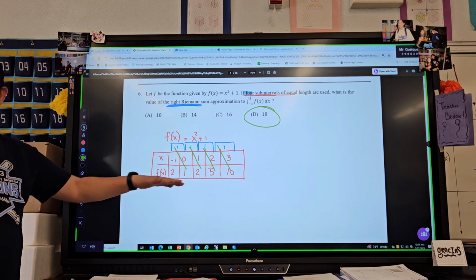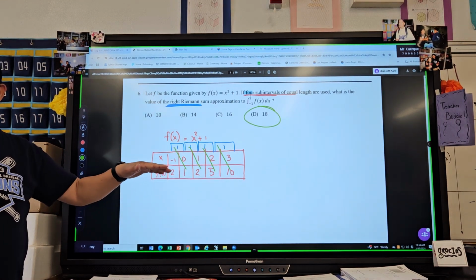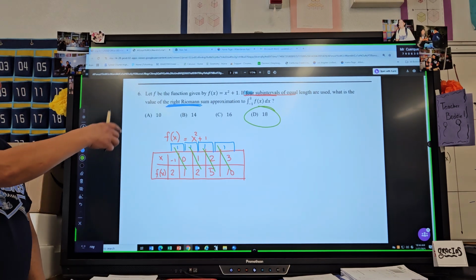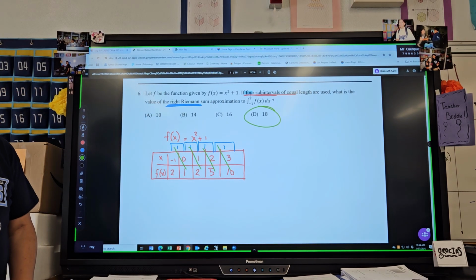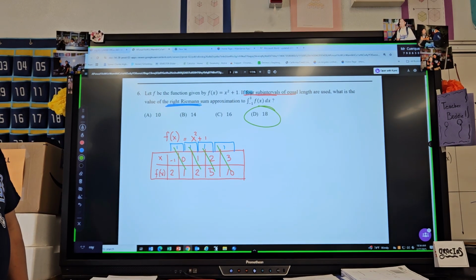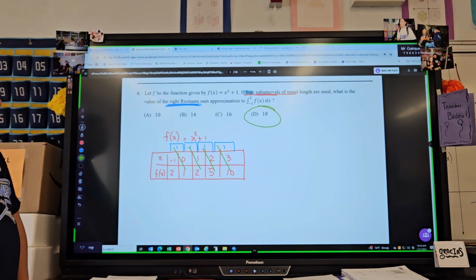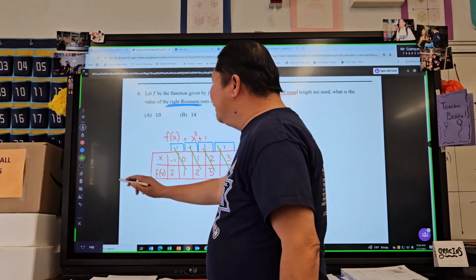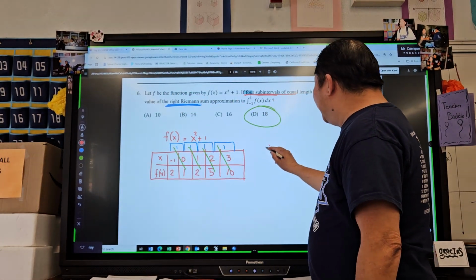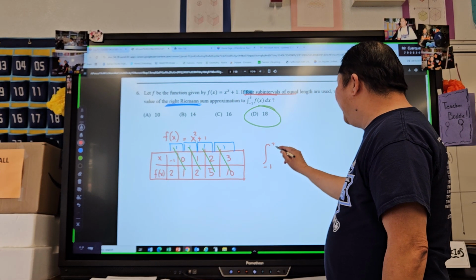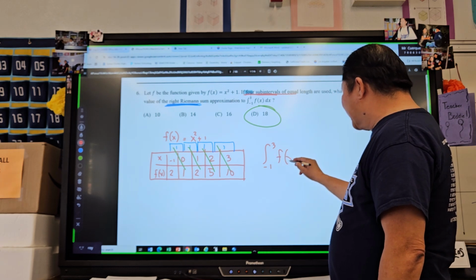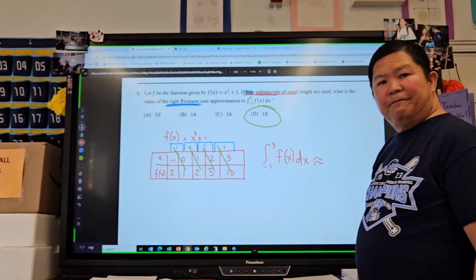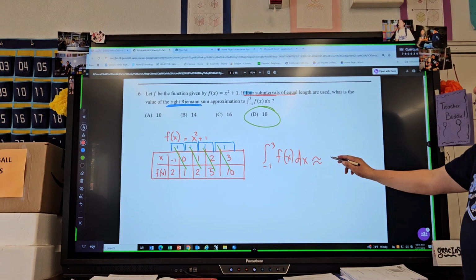Test taking strategy using multiple choice. What about, can you do by yourself now for free response? So do not forget to write the integral from negative 1 to 3 of f of x dx. You always have to write this way and then approximately. And then you start now writing.